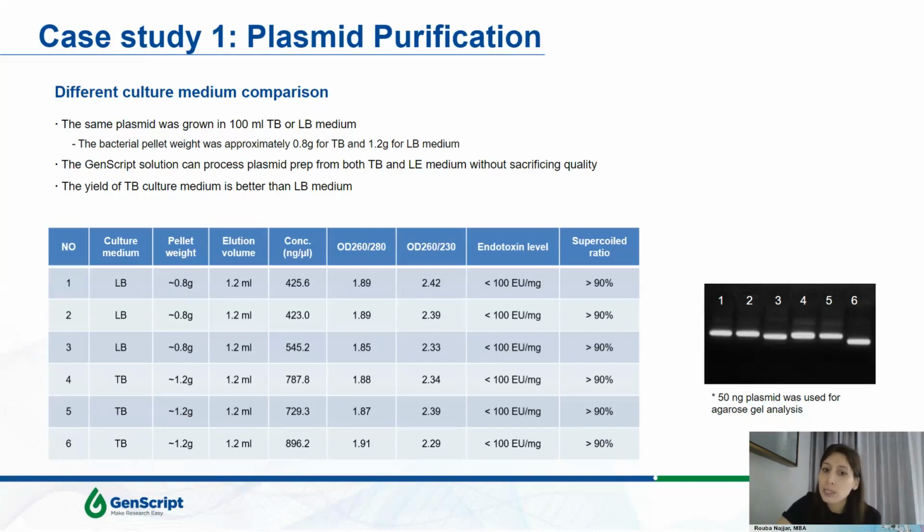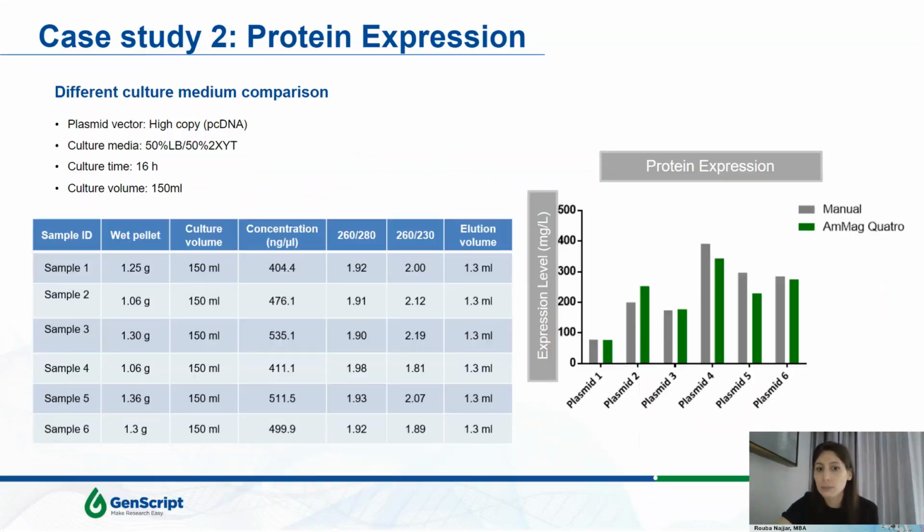With that said, we also looked at other metrics to indicate the quality of the plasmid. For example, the OD 260/280 and 260/230, as well as the endotoxin levels and the supercoiled ratio of the plasmid itself. All key factors to ensure that you have good plasmid, and of course, eventually good transfection results. For the second case study, similar to the one before, we took a set of samples and ran them side by side. For this particular one, the culture volume was about 150 ml.